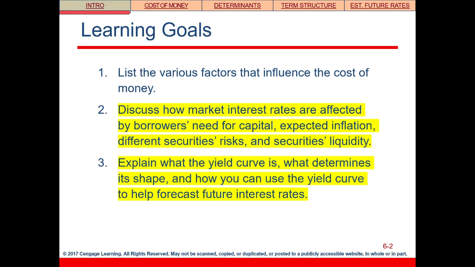Learning goal 3 is to explain what the yield curve is, what determines its shape, and how you can use the yield curve to help forecast future interest rates. This is related to Sector 3 and 4. But what is most important is you understand the meaning of yield curve under Sector 3, and you know how to calculate future interest rates based on what we learn from Sector 4, the pure expectation theory. These are the learning goals for this chapter.